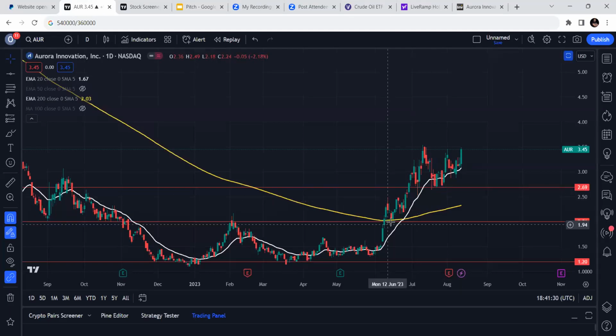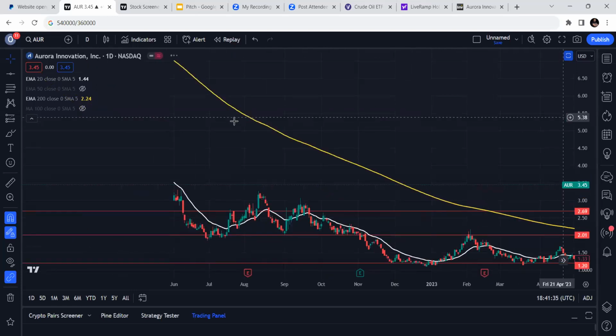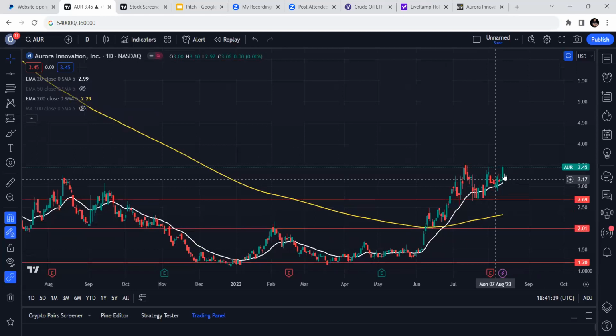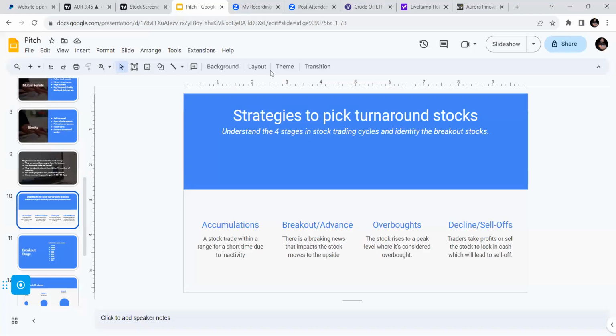So you can see how the stock is in a clear advanced stage. Look at the decline stage. So now that's the clear advanced stage, I expect this company's stock to rally higher. So that is how I trade US stock.